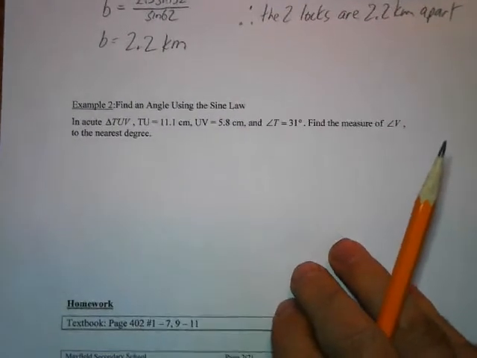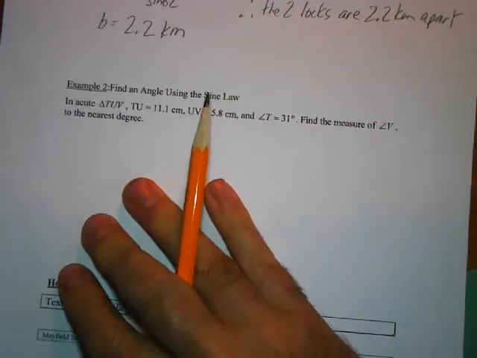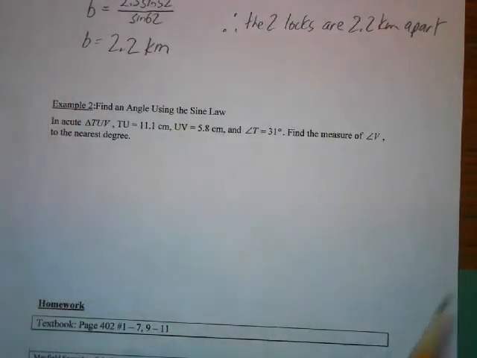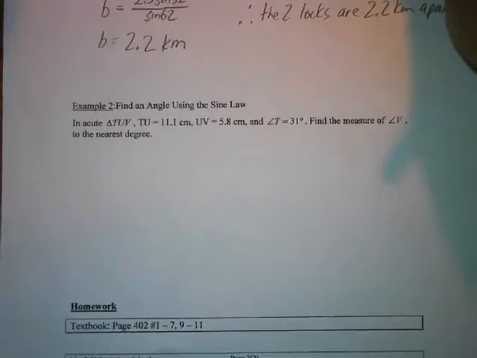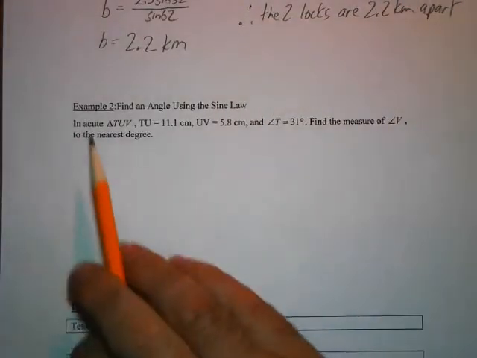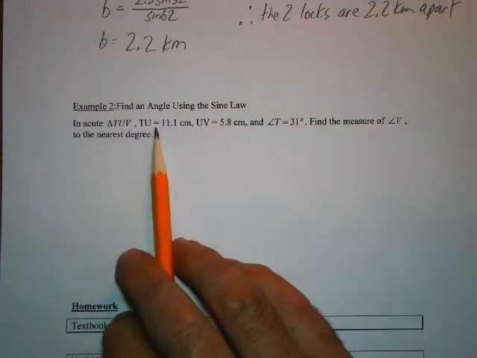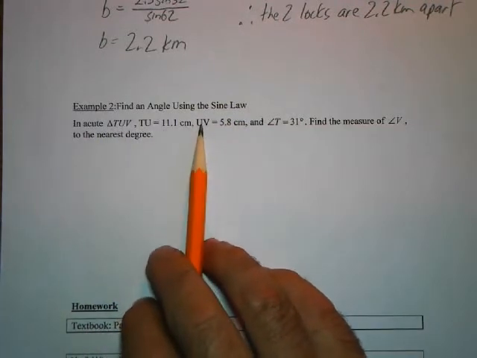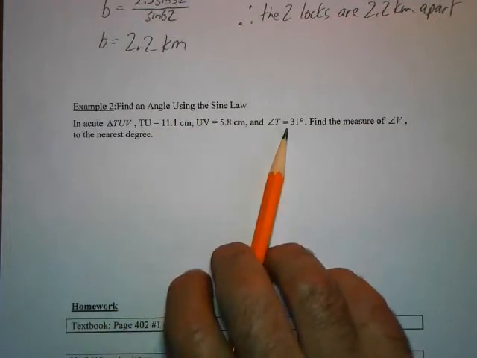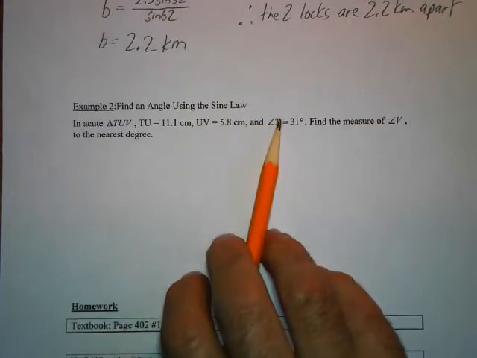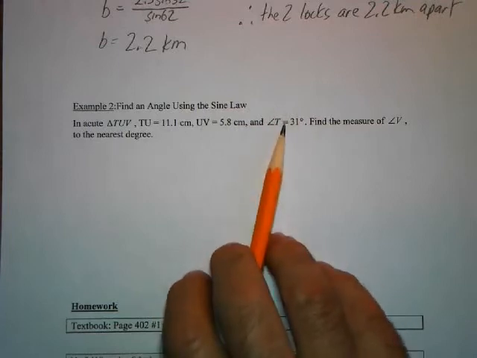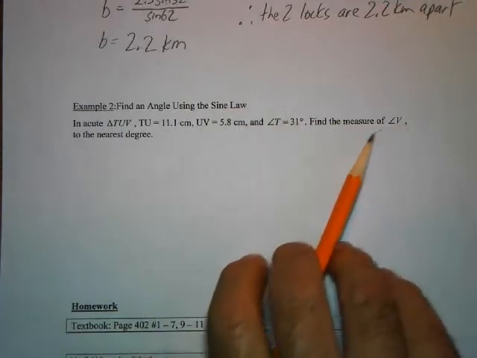This time they don't actually give us a picture of a triangle, so it always makes it a little bit more difficult. Let me straighten this out a bit. Okay. In acute triangle TUV, it gives us side TU, it gives us side UV, so it gives us two of the three sides, and it gives us one angle. So unlike the last question where they gave us two angles and we got the third for free, we're stuck at only one angle. And the question is to find the measure of angle V.